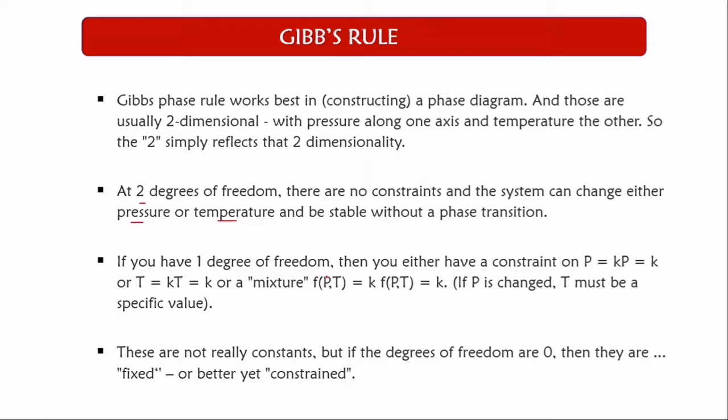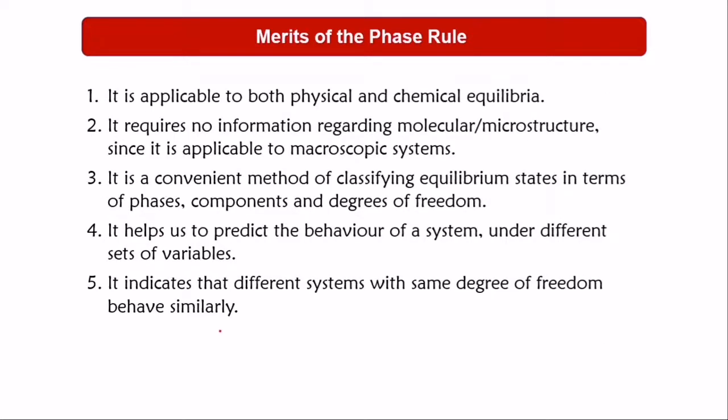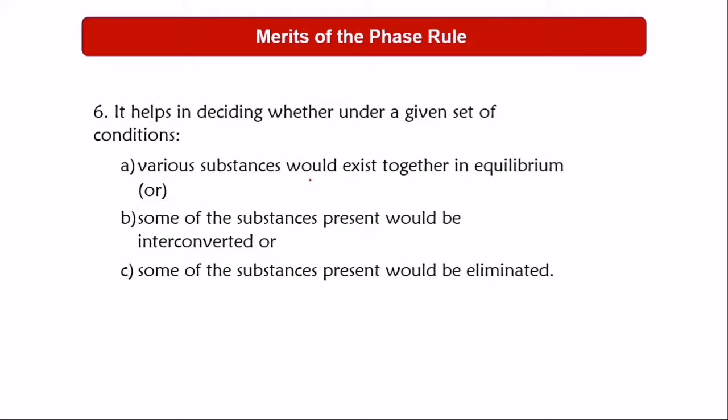So let's look at the merits of the phase rule. It's applicable to both physical and chemical equilibria. It requires no information regarding molecular structure, since it's applicable to macroscopic systems. You can see it's a convenient method of classifying the equilibrium state in terms of phases, components, and degrees of freedom. It helps us to predict the behavior of a system under a set of variables, and it indicates that different systems with the same degrees of freedom have similar properties. It helps us to decide whether various substances in a system will exist together in equilibrium. Some of the substances present will be interconverted. Some of the substances present will be eliminated.